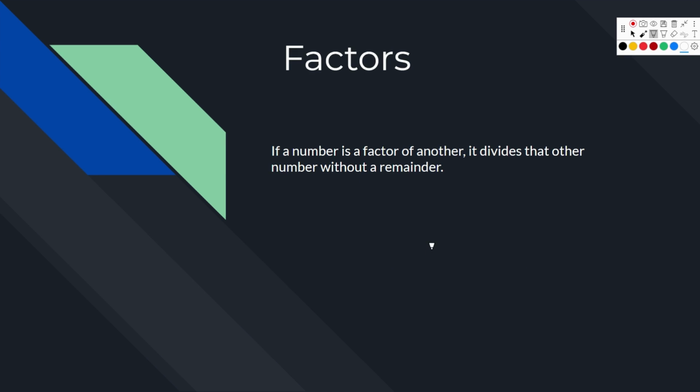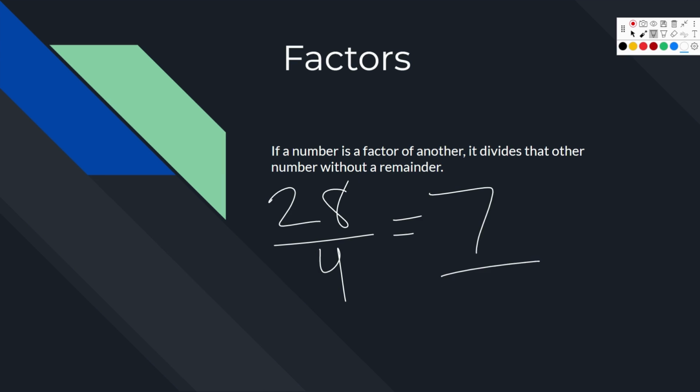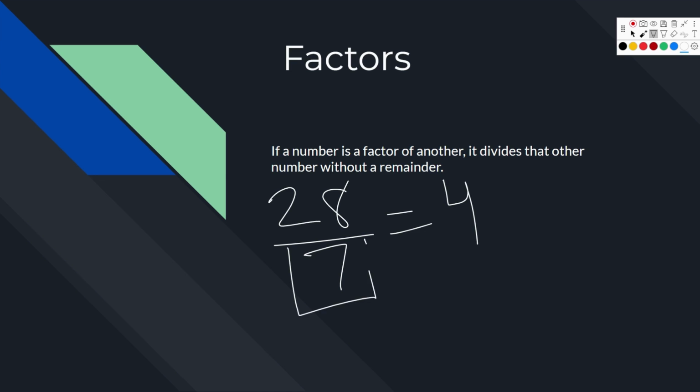So, for instance, if we take the number 28, if I do 28 divided by 4, I get 7. Since there's no remainder in the end product, the number 4 is a factor of 28. We could also write this in a different way. If we do 28 divided by 7, we'll get 4. Since the final product has no remainder, this right here, the 7, is also a factor of 28. Using this basic knowledge of factors, we can then solve some more difficult questions.